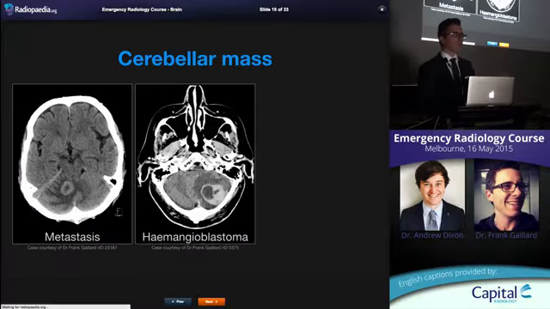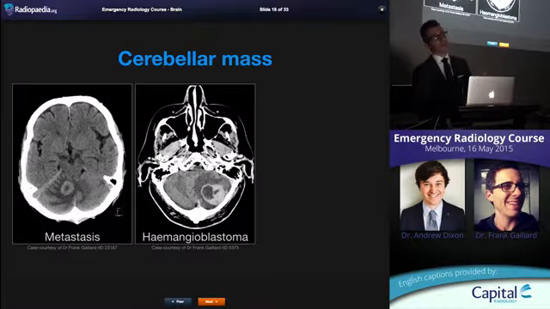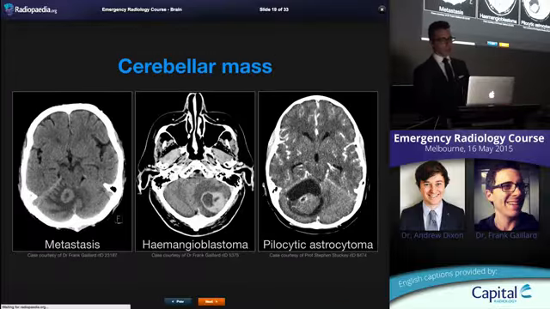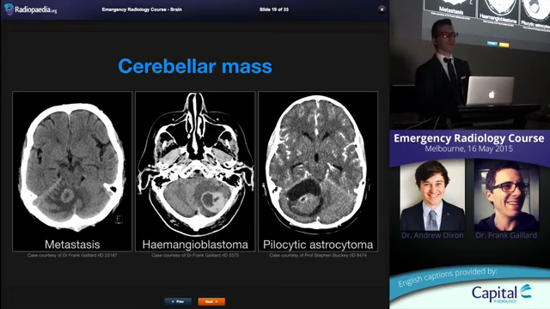In a younger adult, 40s, say, a hemangioblastoma is the most common. Can look very similar. Tends to have really big flow voids, like big vessels feeding it. It's a very vascular lesion. Can be part of von Hippel-Lindau syndrome. Can present with hemorrhage. And in a child, pilocytic astrocytoma, low-grade glioma. These two, if you resect them, patients well, usually complete cure.